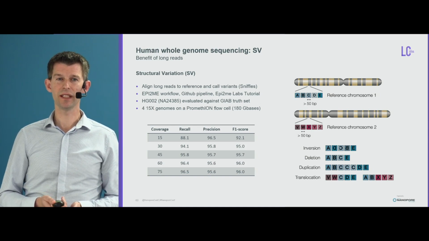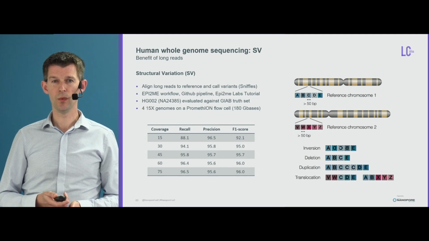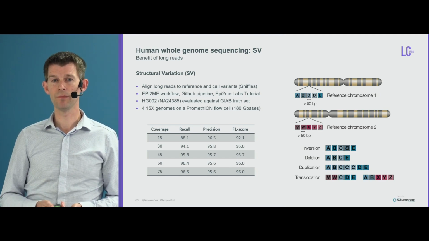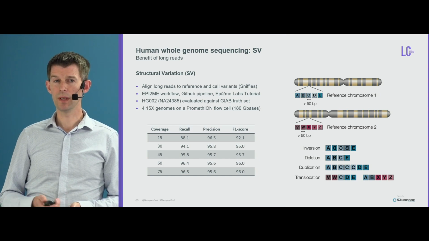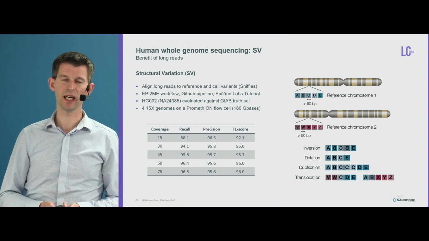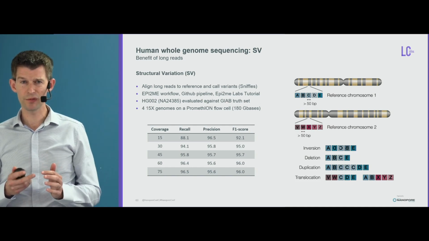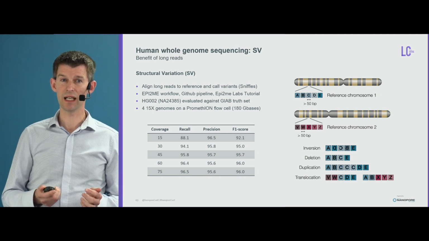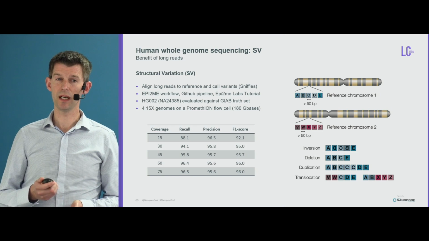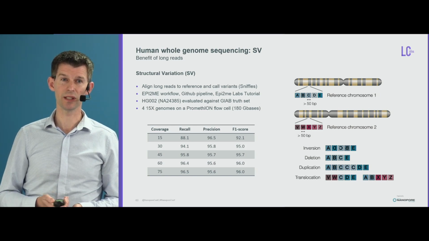So evaluating against the benchmarks, using this 60x coverage number, we're up at 96% accuracy there, which is as good as anybody else out there. But I've got this 15x line on the table, and we're still getting reasonable results there, and we think there's a bit of scope in the algorithms to improve these things. So if you're happy with results at 15x, you're now talking about being able to do 4 human genomes on a PromethION flow cell at that 180 gigabase number.